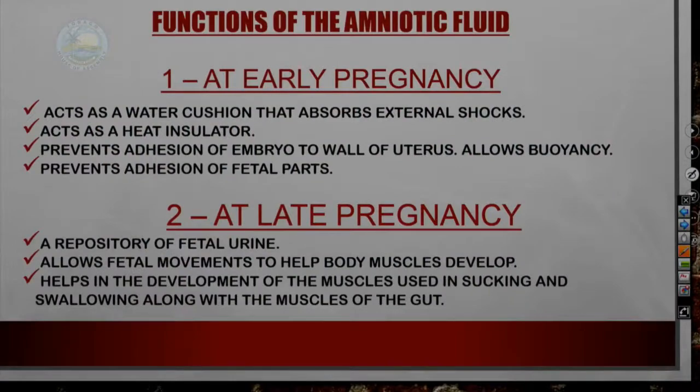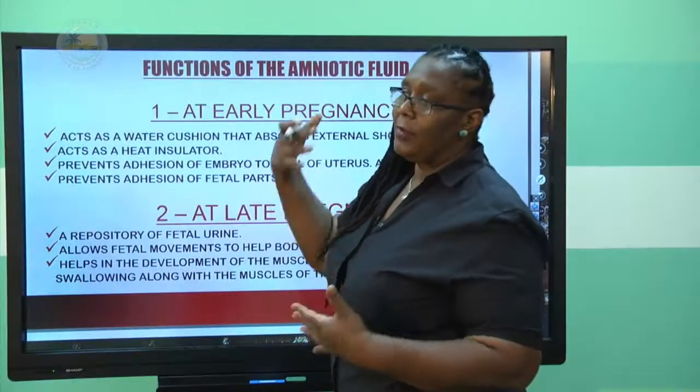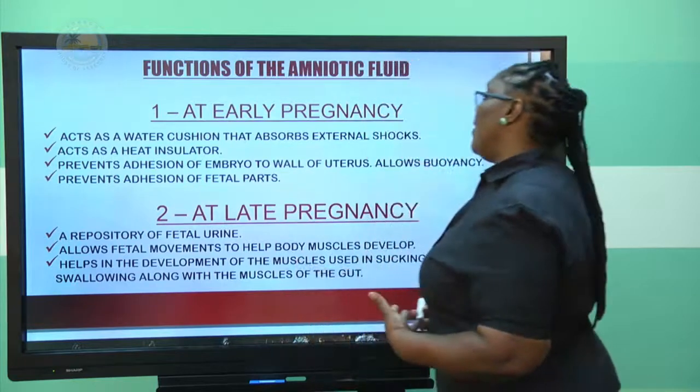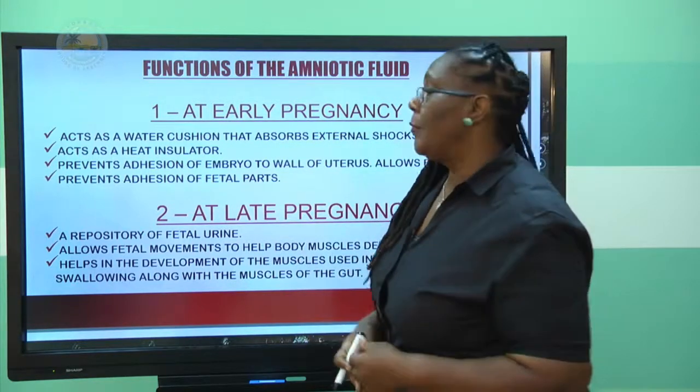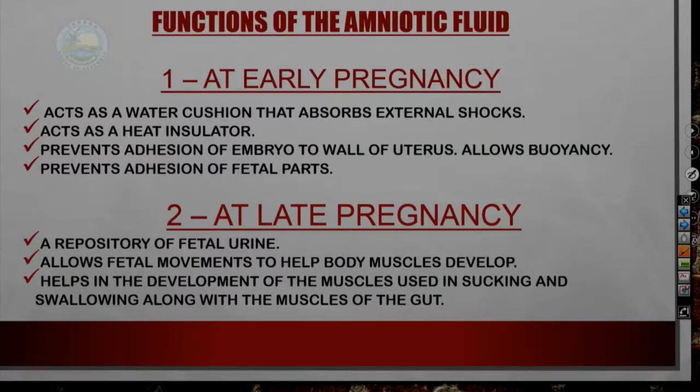In early pregnancy, it acts as a water cushion. So that amniotic fluid inside the amnion, or the amniotic sac, acts as a water cushion that absorbs external shock. You would imagine if a woman got a little bump, somebody passed and touched her tummy. If that amniotic fluid was not there, then that developing fetus would get the full effects. The fluid absorbs the shock of any external injury or touch, and so that fetus is protected.